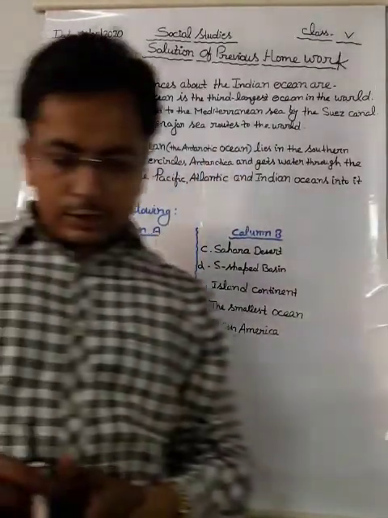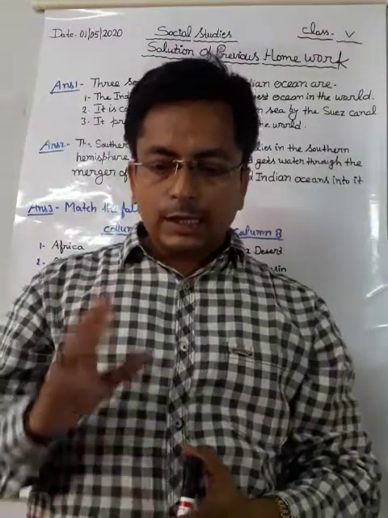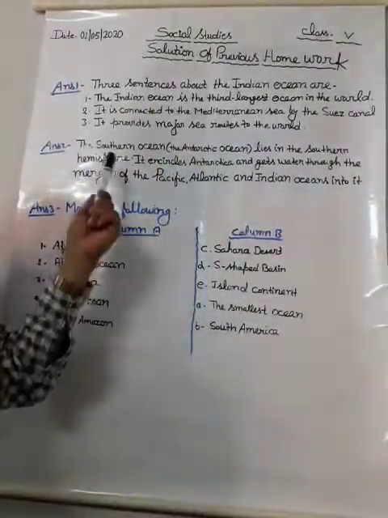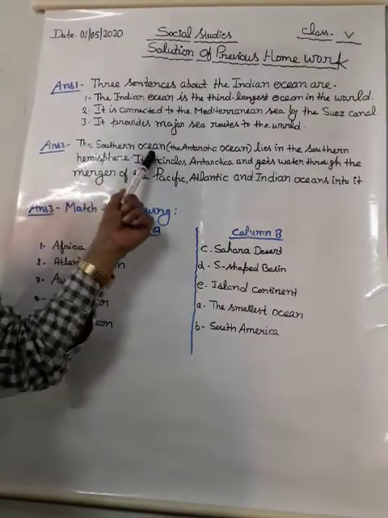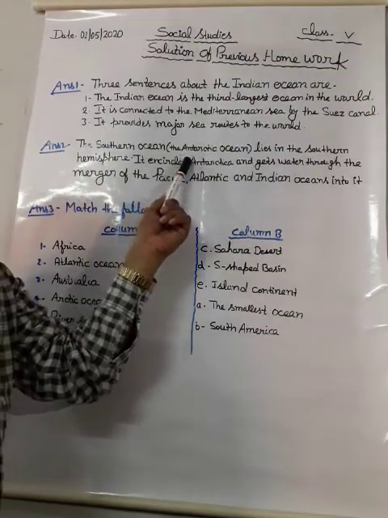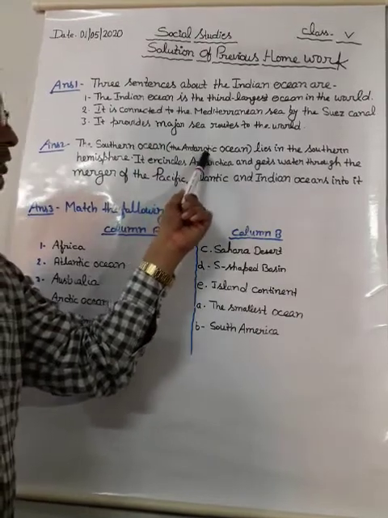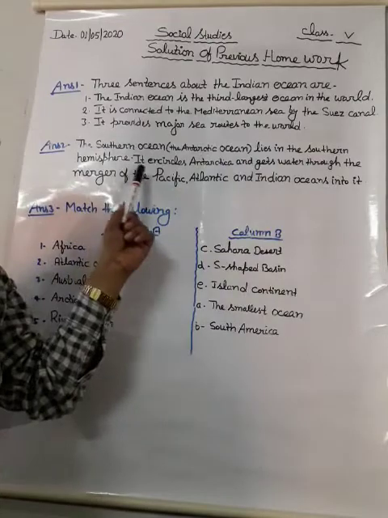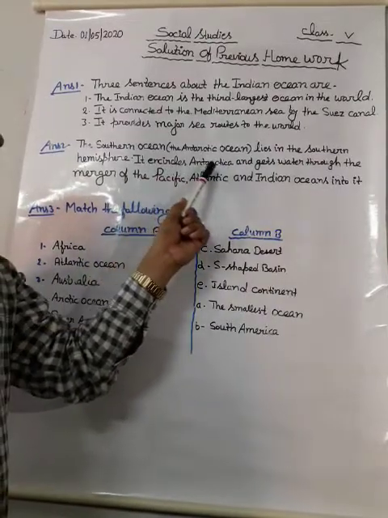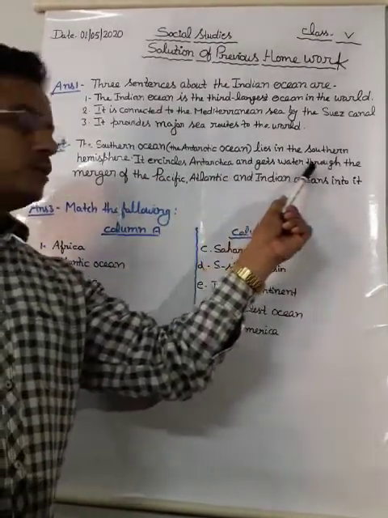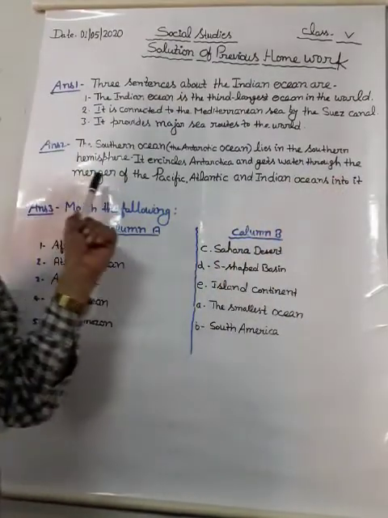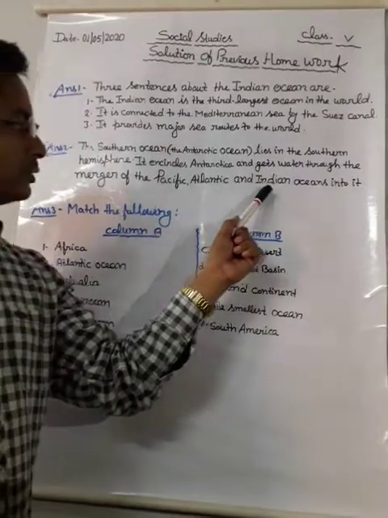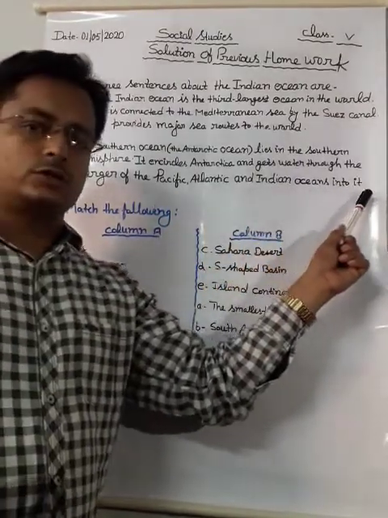And our second question is: write a short note on the Southern Ocean. Here, students, the Southern Ocean, you can say its other name is Antarctic Ocean, lies in the southern hemisphere. It encircles Antarctica and gets water through the merger of the Pacific, Atlantic, and Indian Ocean into it.